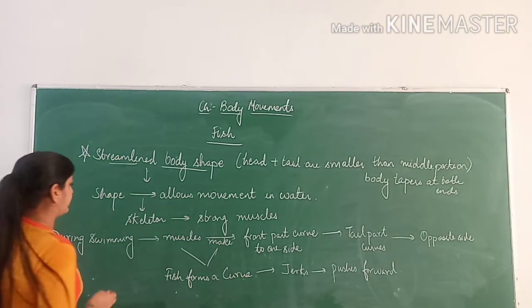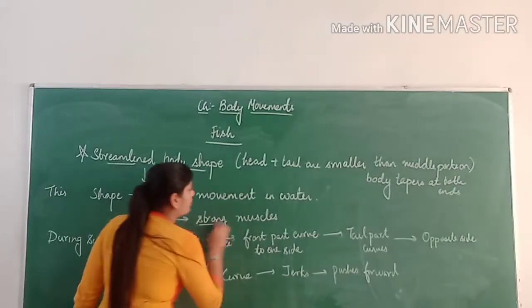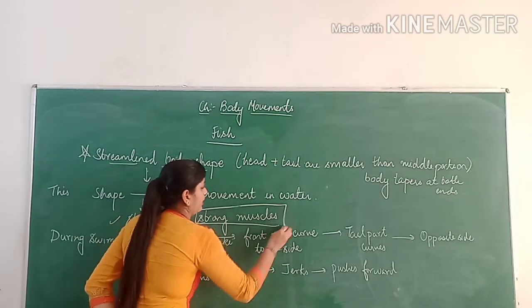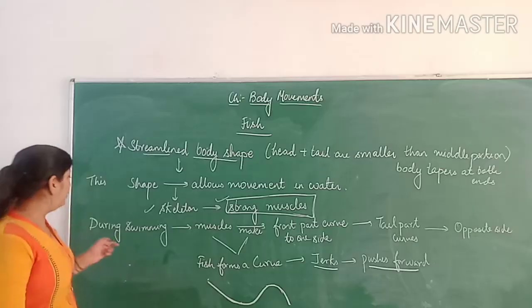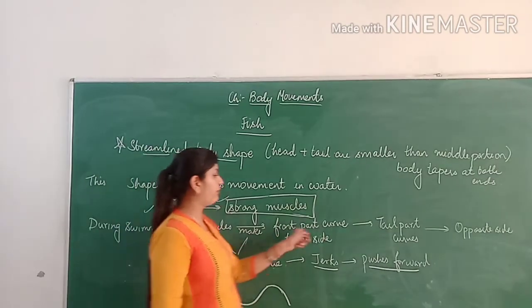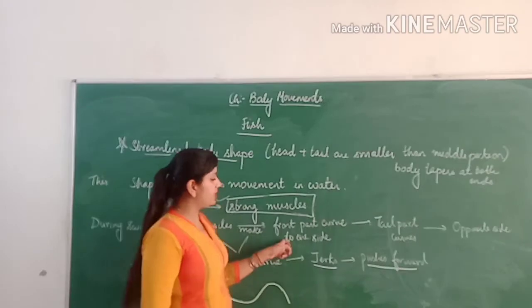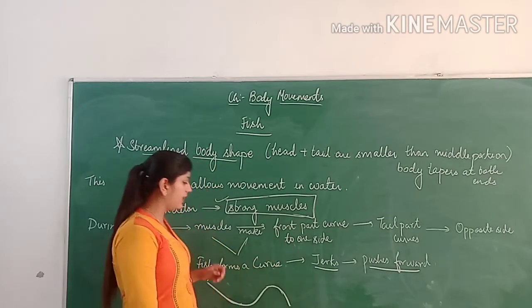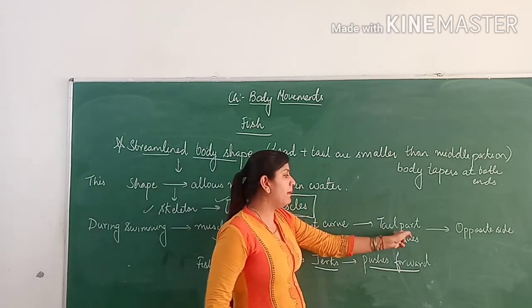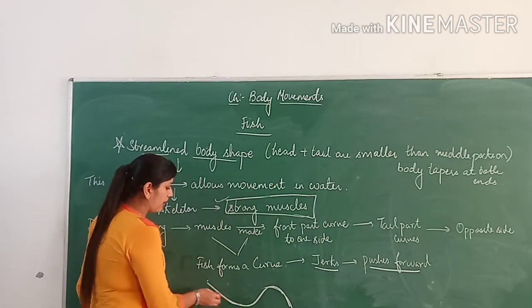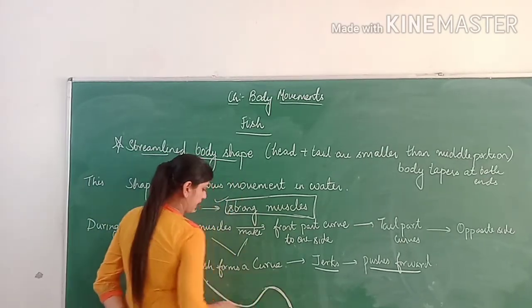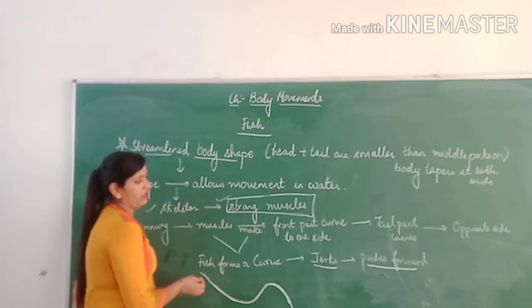Now, talking about the skeleton, a fish has strong muscles. During swimming, the muscles make the front part curve to one side. जब भी fish swim करेगी तो muscles क्या करेंगी? Front part को curve कर देंगी one side की तरफ. Tail part will curve to the opposite side. If the front part is curved in this direction, the tail part will be curved in the opposite direction.